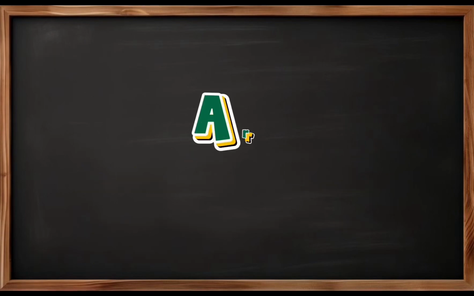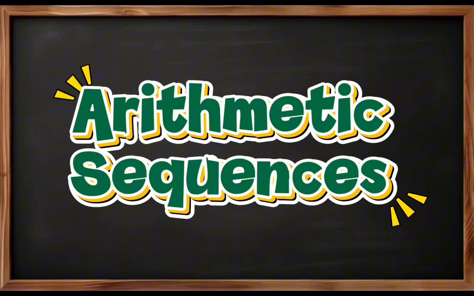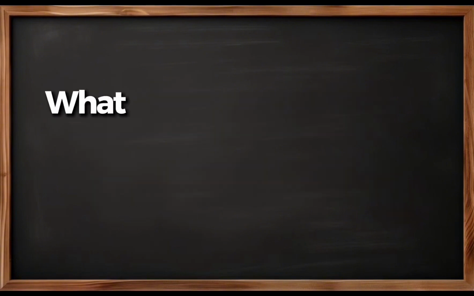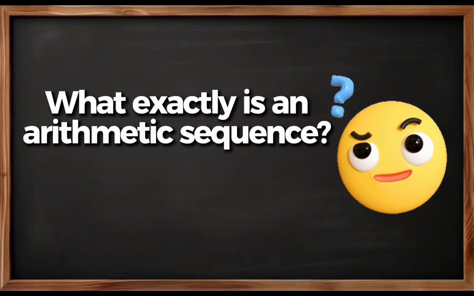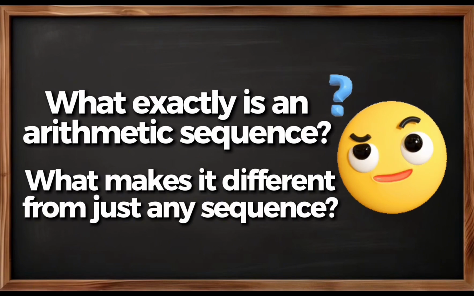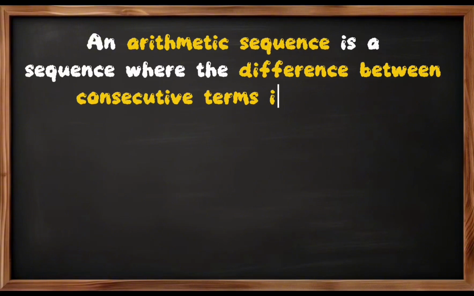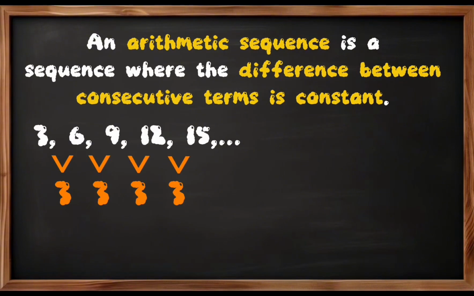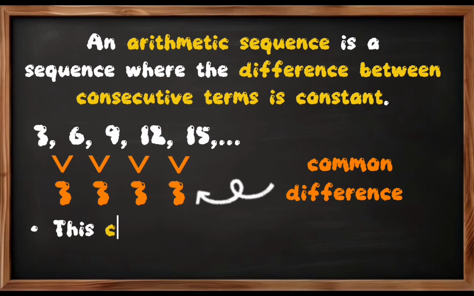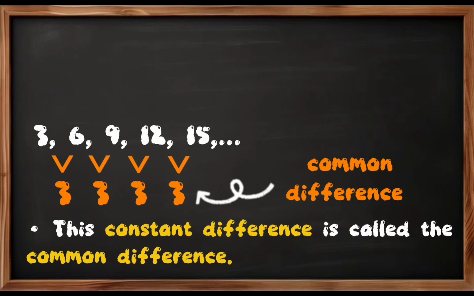Today, we're going to talk about arithmetic sequences. But first, what exactly is an arithmetic sequence? What makes it different from just any sequence? Well, an arithmetic sequence is a sequence where the difference between consecutive terms is constant. This constant difference is called the common difference.